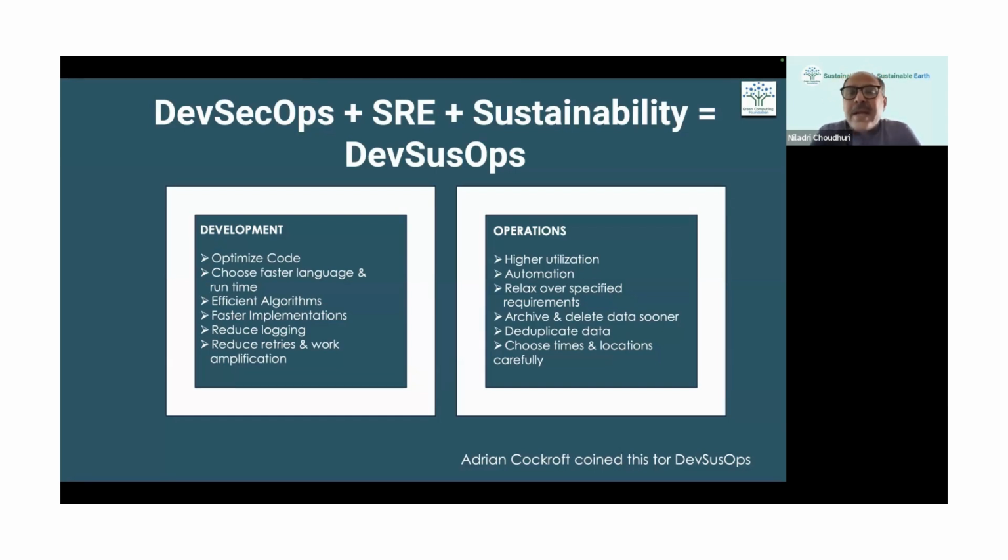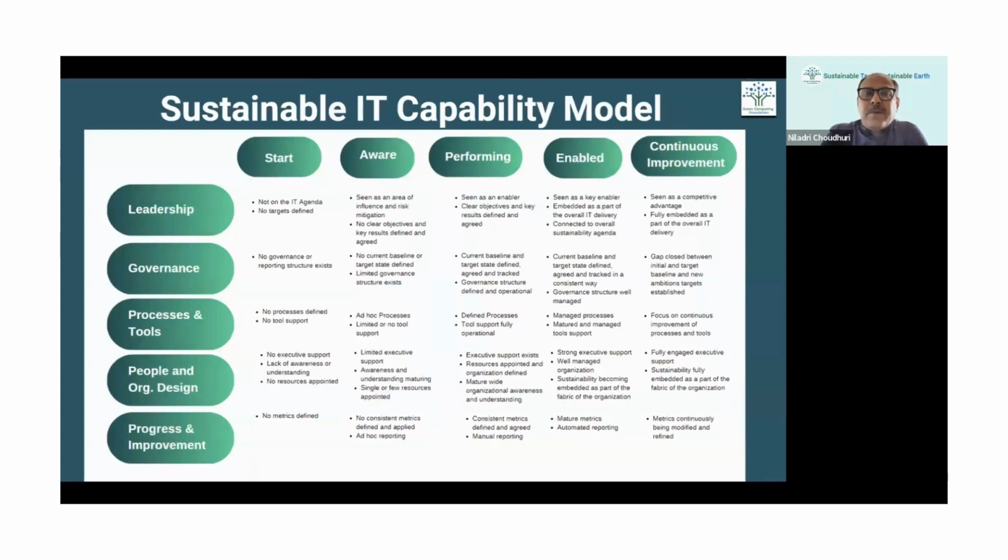Whereas on the operation side, higher utilization, automation, relax over specified requirements, archive and delete data sooner, deduplicate data, choose times and locations carefully, like you can move your workload to low peak time, or move peak time load to areas where the grid is green, those kind of data centers. So you can start thinking from all those points of view.